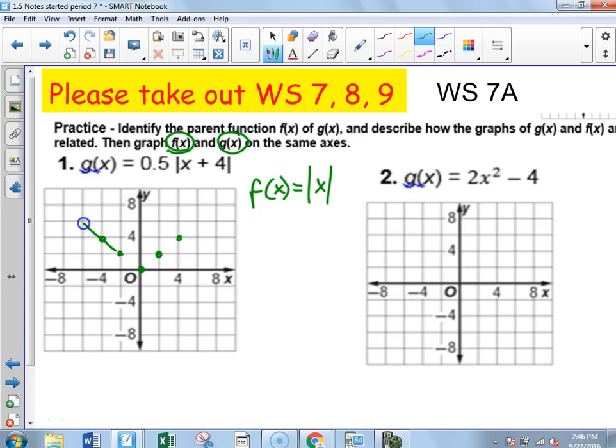So I'll just do this. Everybody okay? Color is really nice on these, but I've also done it where I do the parent function in dashed lines and the new function in solid line. I don't care. It just helps to see the difference between the two. So what changed to g of x? It says describe. So what two things happened?